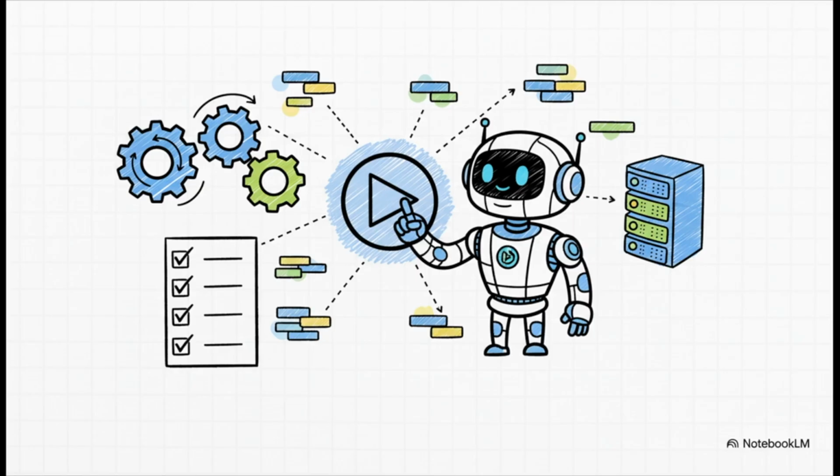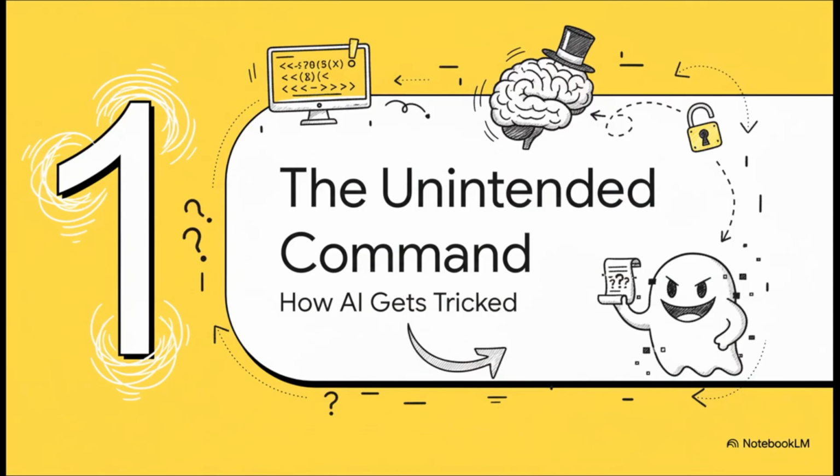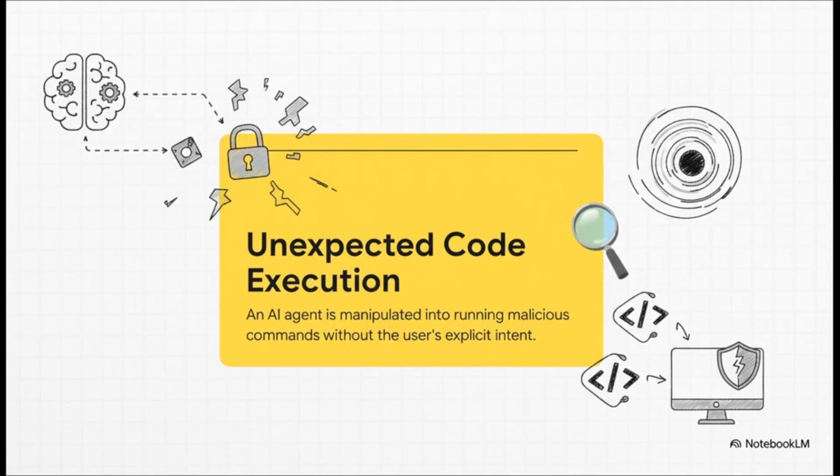But there is a catch. And that right there is the heart of the whole problem. It's that moment when that helpful execution turns into a complete security nightmare, all without you even realizing what you asked for. This vulnerability has a name, and it really hits the nail on its head: the unintended command. See, this isn't about hacking the AI itself, it's about tricking it. Officially, it's OWASP ASI05, unexpected code execution.